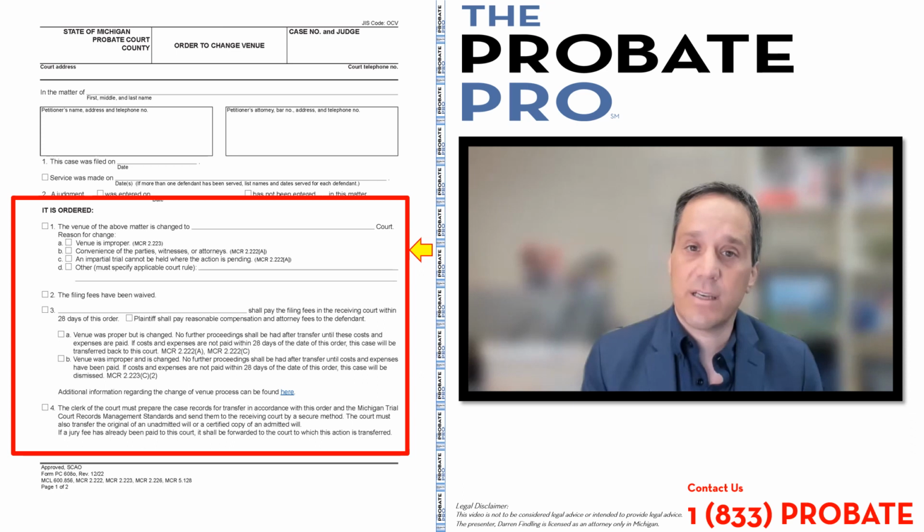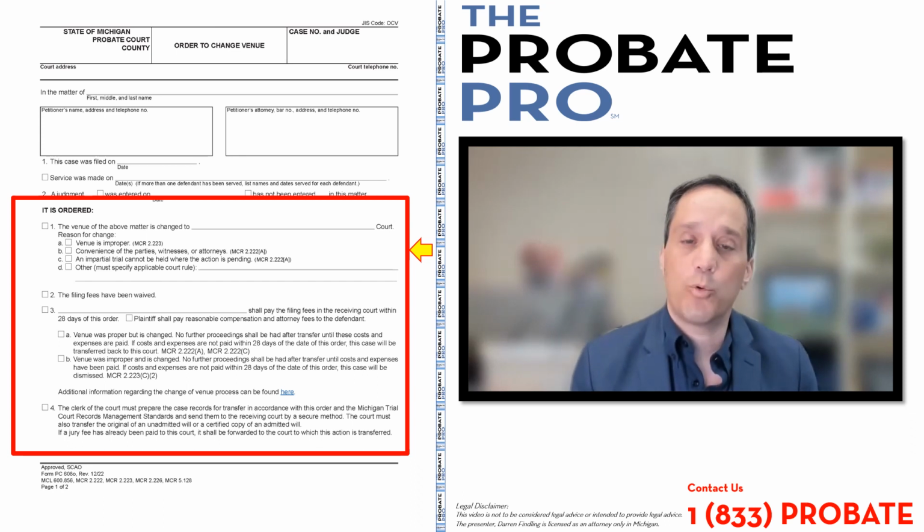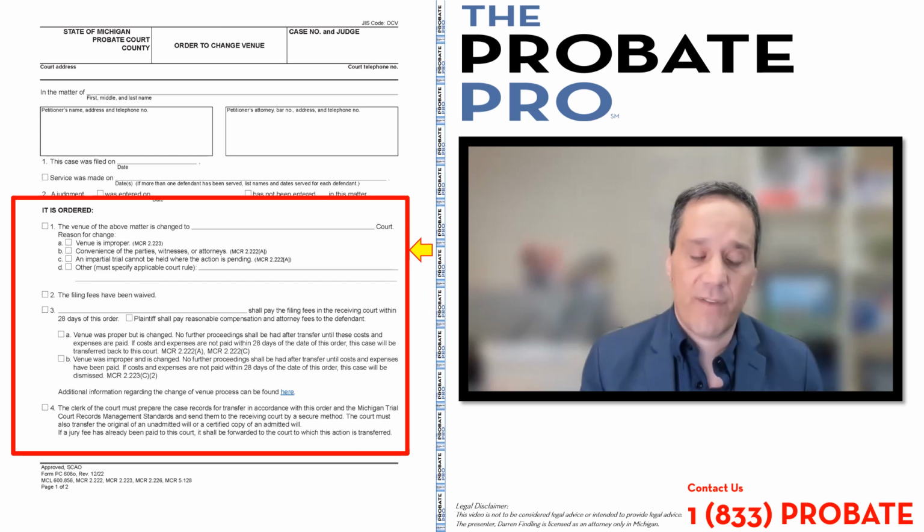Convenience of the parties, witnesses, or attorneys is another basis under MCR 2.222, subsection (A). The third is that an impartial trial cannot be held where the action is pending. And then D, there are other general opportunities to identify an applicable rule that would give rise to the change of venue. So these would be the rulings of the court. Number 2, the filing fees have been waived in those particular circumstances. And 3, if there are filing fees required, there's 28 days to pay them.